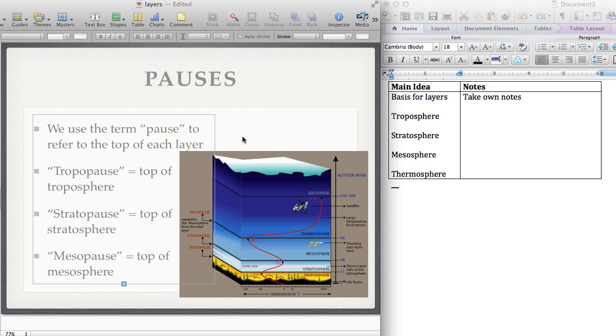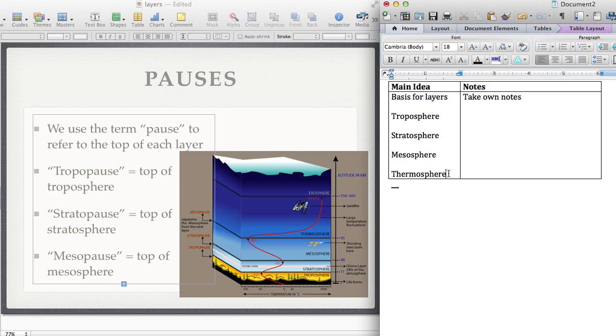We also have these things called pauses. The word pause means stop, and so we use the term pause to refer to the top of each layer. So it's pretty straightforward. The tropopause would be the top of the troposphere at 12 kilometers. The stratopause would be the top of the stratosphere. The mesopause would be the top of the mesosphere.